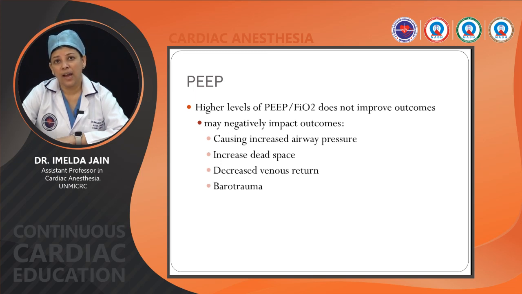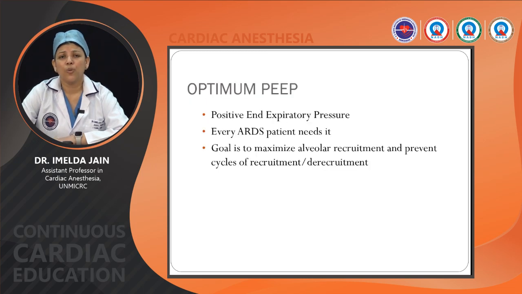However, very high levels of PEEP may have a negative impact on the outcomes because they can lead to increased dead space, increased airway pressure, and decreased venous return, and high PEEP can also result in barotrauma to the patient. So, what is required is an optimal level of PEEP. The optimal level of PEEP is the PEEP which helps to keep the alveoli optimally distended and not overdistended. Every patient with ARDS needs an optimal PEEP.